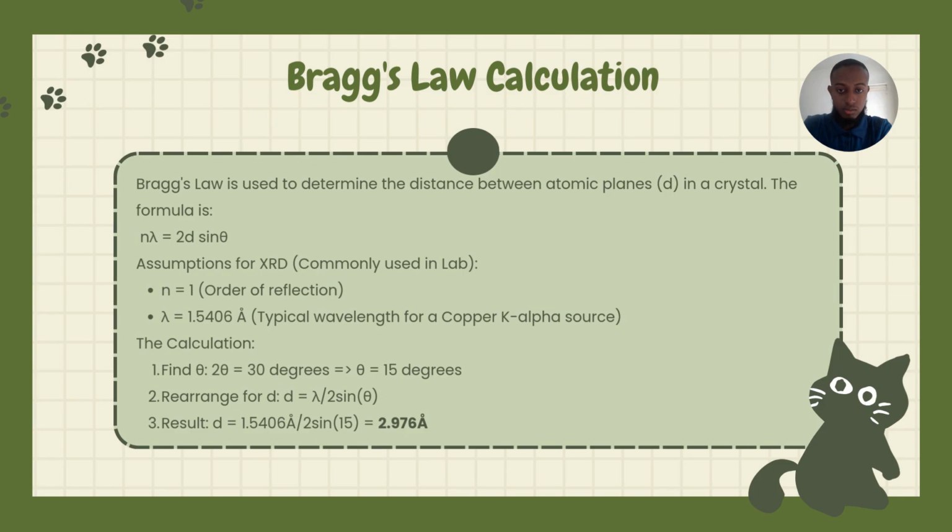For the calculation, we need to find theta first. So 2θ equals 30, as we get it from the simulation, so θ equals 15. We rearrange the formula, and it becomes d = λ / (2 sinθ). After that, we just substitute the values and we get the answer d equals 2.97 angstrom.